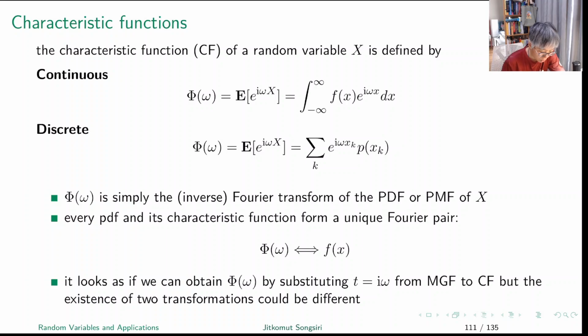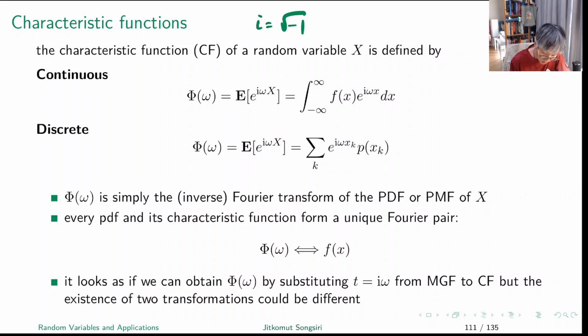The characteristic function of a random variable x is a transform method that transforms the PDF of x into another domain. The definition of the CF, or characteristic function, is very similar to the moment generating function. It's the expectation of e to the i omega x, where i is the square root of minus one, the imaginary number.